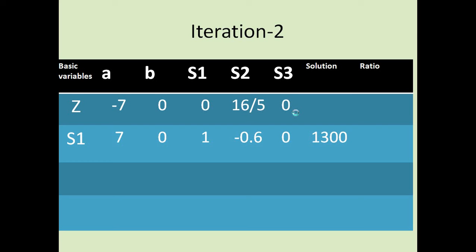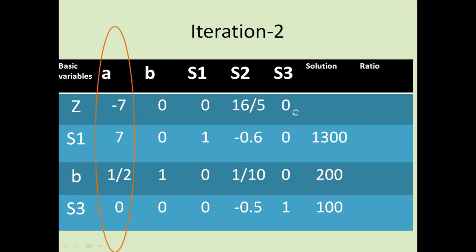Okay, so now I'm gonna use the other thing. For B I just found out, and for S3 I just found out. Now let me move on. Again, repeat the first step. Find the most negative element here, which is minus 7. Well, until what are we supposed to do?